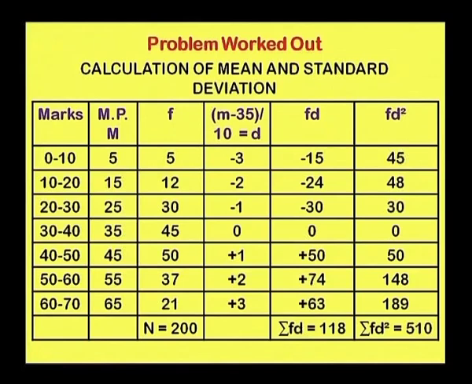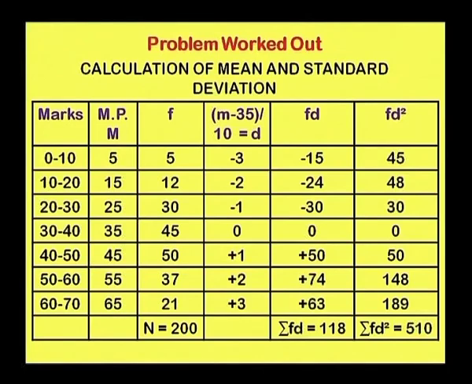After that we have to find out the deviation. Deviation is calculated on the basis of mid value and assumed mean. The assumed mean in this problem is 35. So, first of all we have to find the difference of mid value and assumed mean. Further, this is divided by 10. 10 is the i or step deviation, and it is calculated on the basis of the difference of class interval. So, first we find the difference, and further it is divided by 10, and we get the deviation. So, minus 3 is the first deviation for 0 to 10, then minus 2, minus 1, 0, plus 1, plus 2 and plus 3.